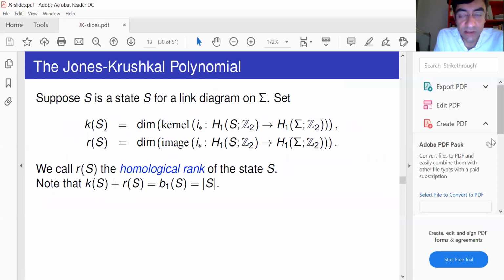So what we do here, we use a slight modification of the usual Jones polynomial, namely the Jones-Krushkal polynomial. So we have the definition here. If you have a state S for a link diagram on surface sigma, then you look at the inclusion map from the first homology of the state into the first homology of the surface sigma with Z2 coefficients, and denote the dimension of the kernel of this inclusion map by K of S, and the dimension of the image by R of S, and we call R of S the homological rank of the state S. You can use the rank-nullity theorem to see K plus R is equal to the first Betti number of S, which is the number of cycles in S.